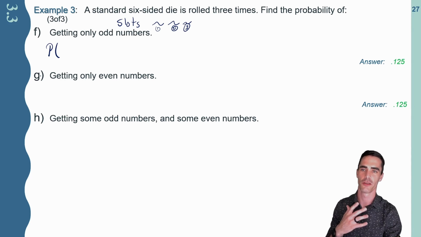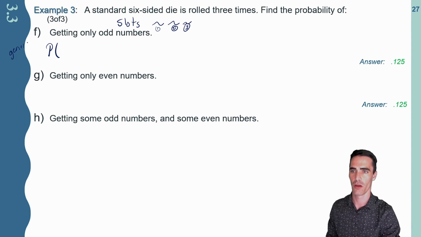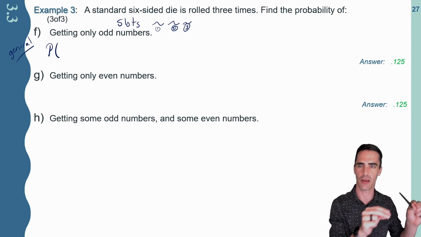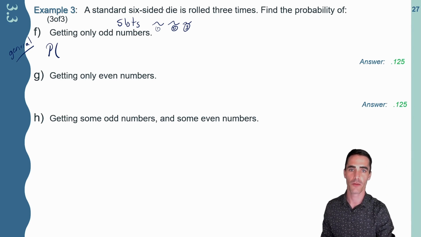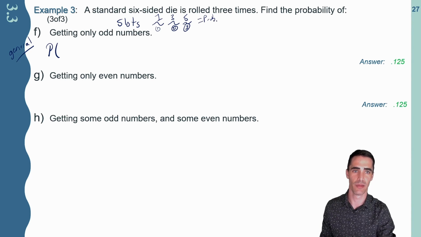And it's very important that when you're finding this probability, when you're filling these slots, you are as generic or general as possible, right? We don't want to be too specific because then we have all these different events to figure out and calculate. Let me show you what I mean. For instance, if I'm getting only odd numbers, we could say, well, look, I could get a 1, 3, and a 5, right? Those are only odd numbers, and I could find the probability.